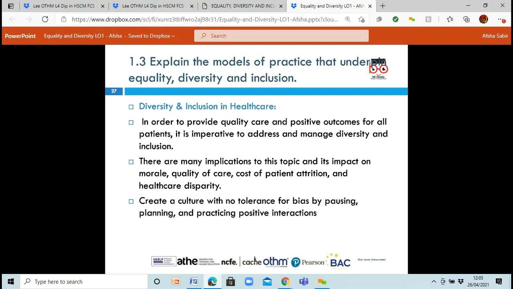So you've got to try and create a culture with no tolerance, so no bullying, no looking the other way if you see something that shouldn't be happening, it needs to be addressed. So you need to plan and practice, and you need to make sure that there's positive interaction set in place. So that was 1.3. We looked at a few bits of how we can practice equality and diversity in healthcare.